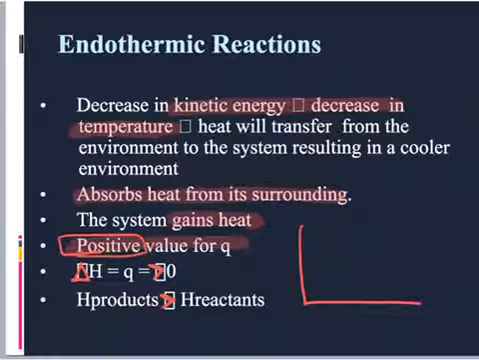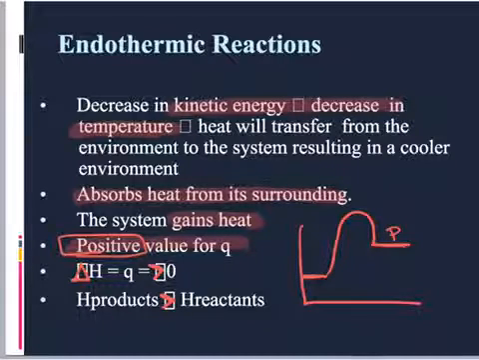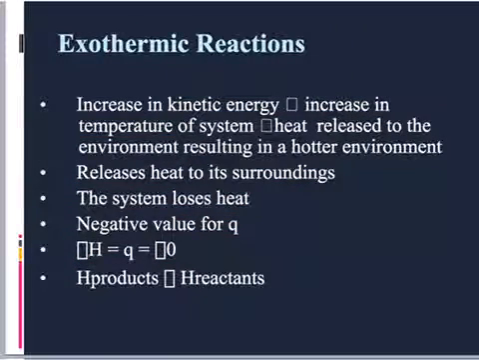So if you remember in our PE diagrams, in an endothermic reaction, we start with our reactants down low, and then our products have more energy at the end than our reactants did. We've also already talked about exothermic reactions. Those exothermic reactions are the opposite of endothermic reactions.